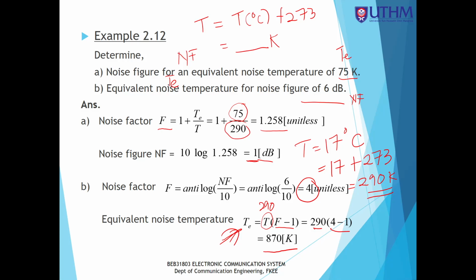So in this example, by default, the room temperature is 17 degrees Celsius, which is 290 Kelvin. Okay, so it depends on the question. If the question gives you 25 degrees Celsius of room temperature, you need to convert into Kelvin. In order to convert into Kelvin, you need to know this equation. You need to plus with 273. Ini penting. Macam mana nak tukar daripada Celsius kepada Kelvin, you need to add with 273. Perbezaan antara Celsius dengan Kelvin sebanyak 273.